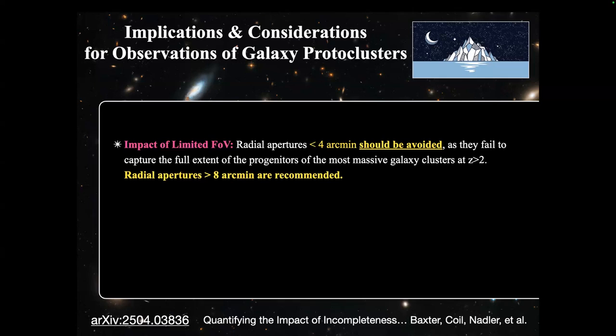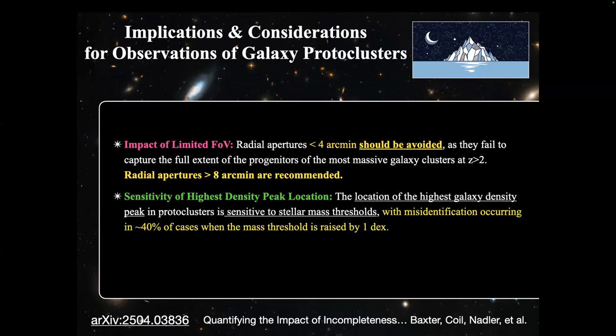Radial apertures greater than 8 arcminutes are recommended. That means the field of view needs to be greater than 16 arcminutes. That's just to see the full protocluster. To even identify the protocluster, you're going to need to survey a larger field of view to find the overdensities. But if you're doing follow-up spectroscopy, for example, that's the minimum field of view that you want.